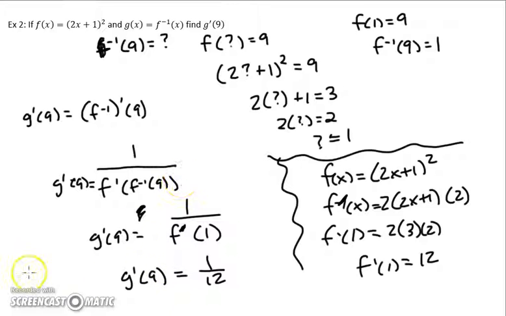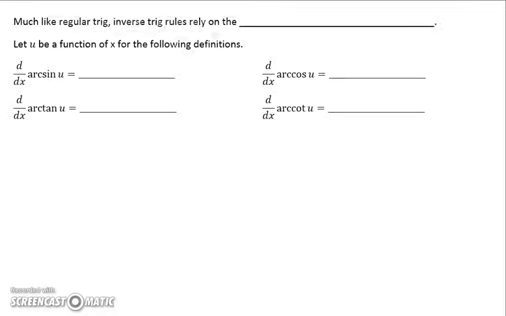So the two things that we have to know is f inverse prime is 1 over f prime of f inverse of b, and we need to be able to make this connection here. If we can do that, these problems shouldn't be too bad. So the other thing we need to talk about is inverse trig rules.